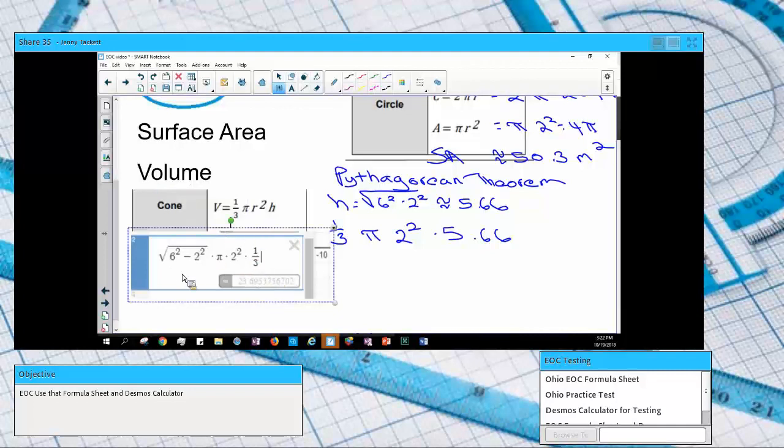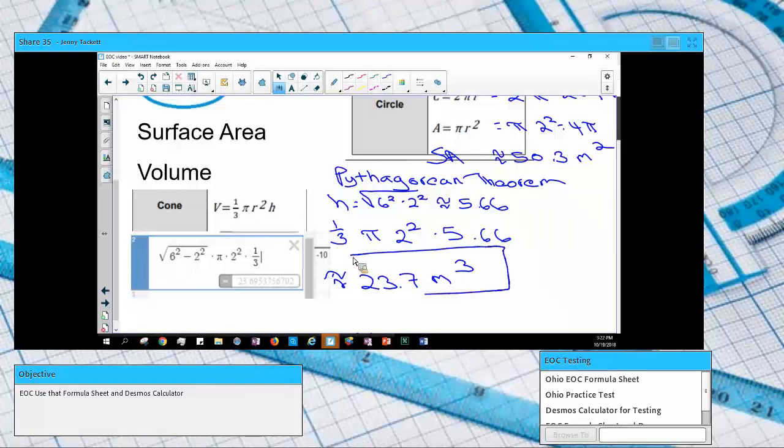Yes, I included the 1/3. Here's my pi, here's my r, here's my height. And if they tell me to round, maybe to the nearest tenth, I can say 23.7 meters cubed. If they tell me to leave it in terms of pi, I just leave the pi out of here and express it in terms of pi, putting the pi there.